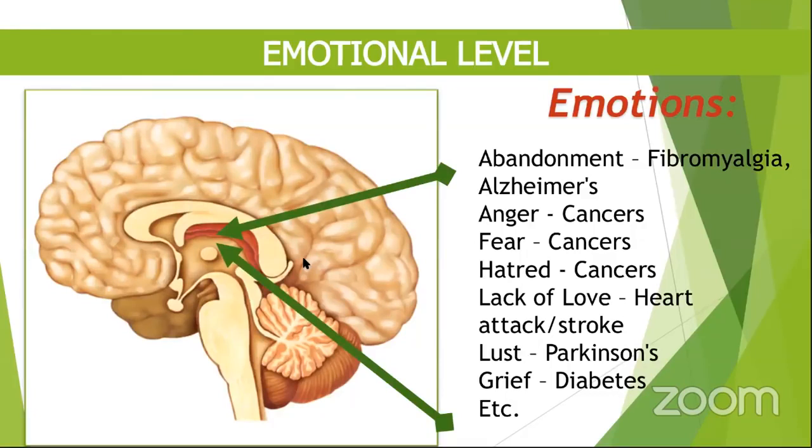Just an example: abandonment creates fibromyalgia and Alzheimer's, anger creates cancer, fear as well, hatred, lack of love. Lack of love attacks the heart, and I can have a heart attack or create a stroke. It's just an example. Once you get used to using this technology, we understand that different emotions create different changes in the body.